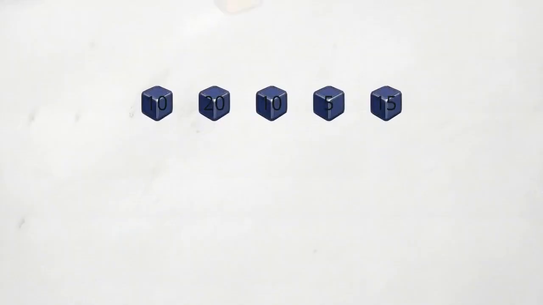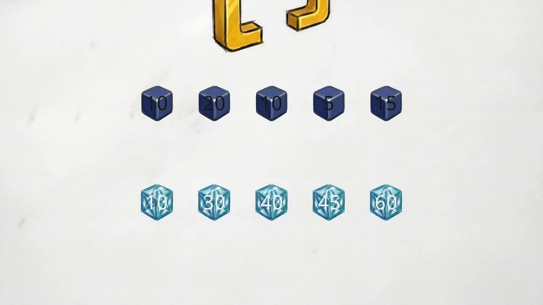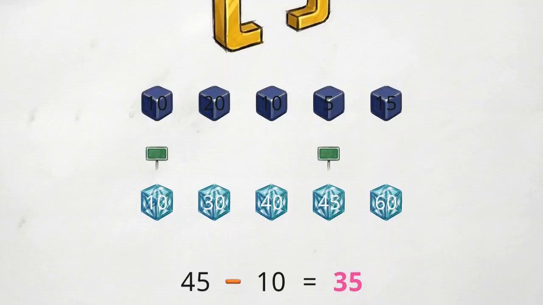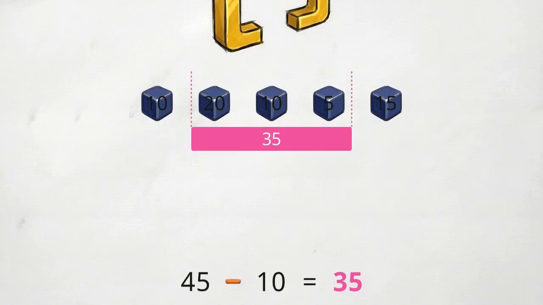Let's say we need the total distance for just the middle of the trip, specifically the stretches of 20, 10, and 5 miles. Instead of adding those numbers, we look at our mile markers. We take the marker at the end of our stretch, 45, and subtract the marker from just before we started, which is 10. 45 minus 10 gives us 35. Visually, you're just slicing off the early part of the trip you don't need. What's left behind is the exact distance of that middle section.